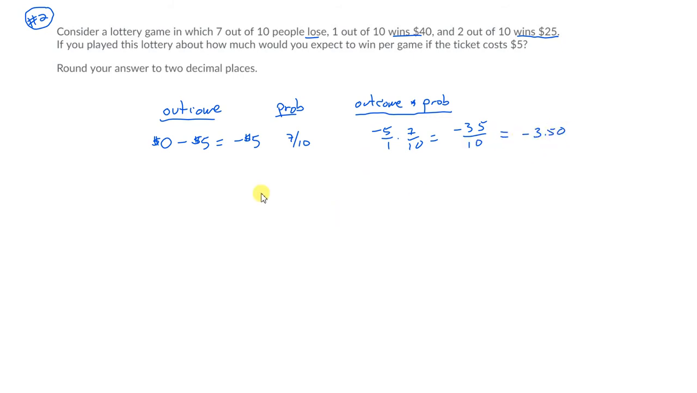Now, the next outcome is you can win $40. So your payout is 40, but you're paying in or losing $5 to play the game. So your total payout is actually $35, not 40. What's the likelihood of that happening? 1 out of 10.